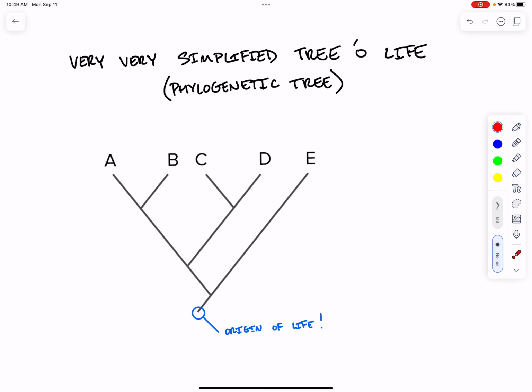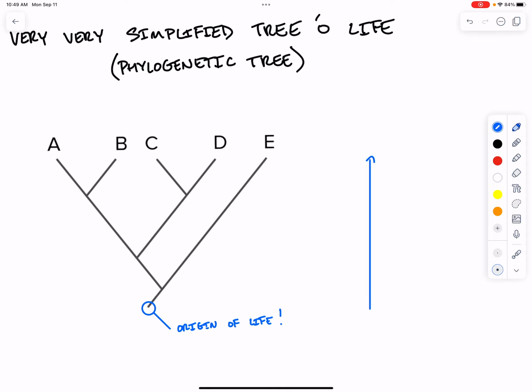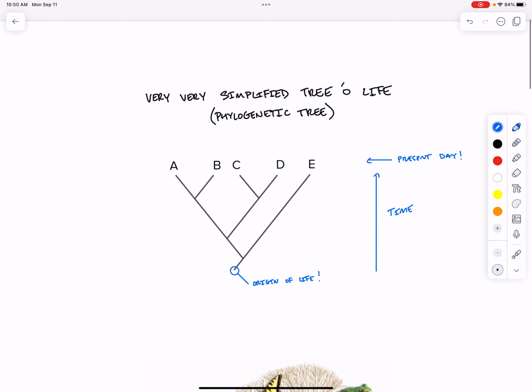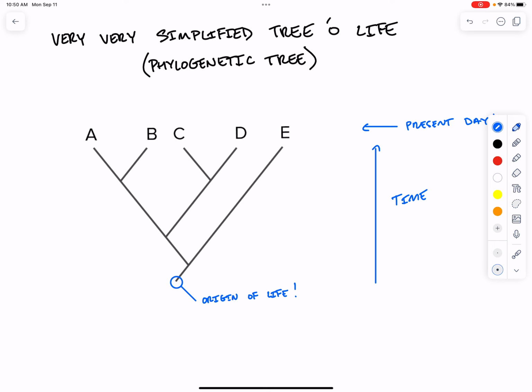Okay, so this point, the furthest point back in our tree, represents the origin of life, or the root of our tree. And as we move up the tree in this direction, we move forward in time. So anything that is back here on the tree is something that's happened in the past, and anything that is up at this end of the tree is the present day. So all of these organisms, organism A, B, C, D, and E, they're all alive today.